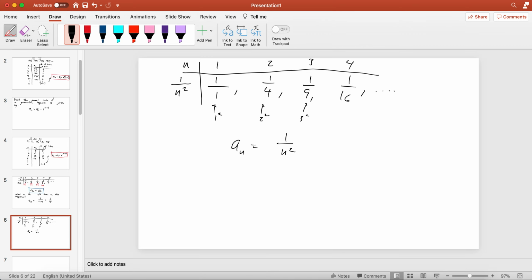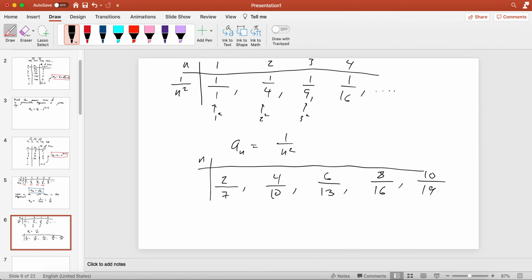So let's say I gave you something like this: 2 over, let's say 7. And then 4 over 10. And then 6 over 13. And then 8 over 16. And so on and so forth. Well, let me do one more actually. So 10 over 19. Okay. So what's going on here? What is the nth term of this sequence?